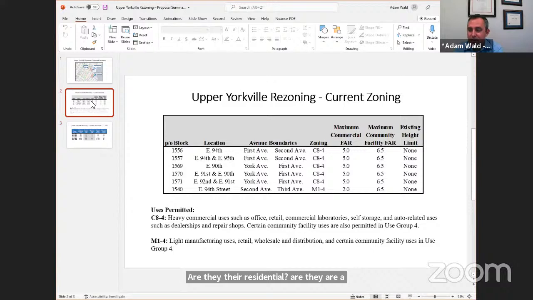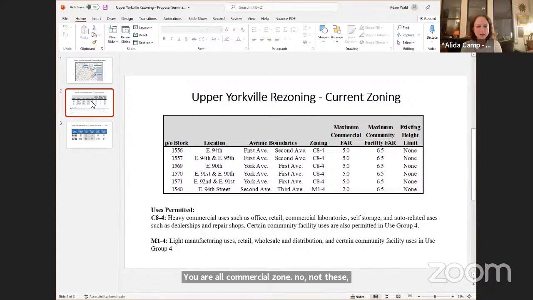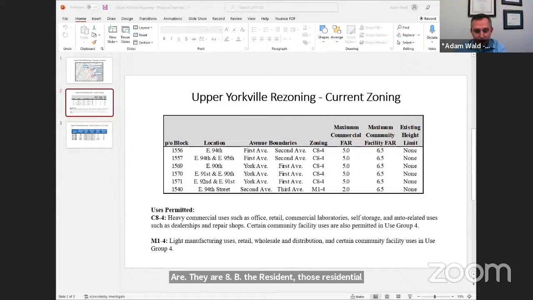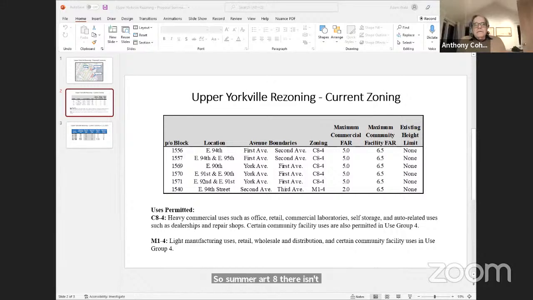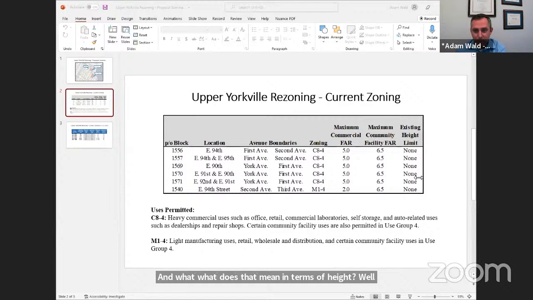No, these are all commercial zones. Not these blocks, but adjoining, like a block further west. If you take the border avenue of First or Second or York and go further west, are those residential blocks R8B? So some are R8. Yes, some are R8. And what does that mean in terms of height? Well, R8 can be quality housing as well as height factor.